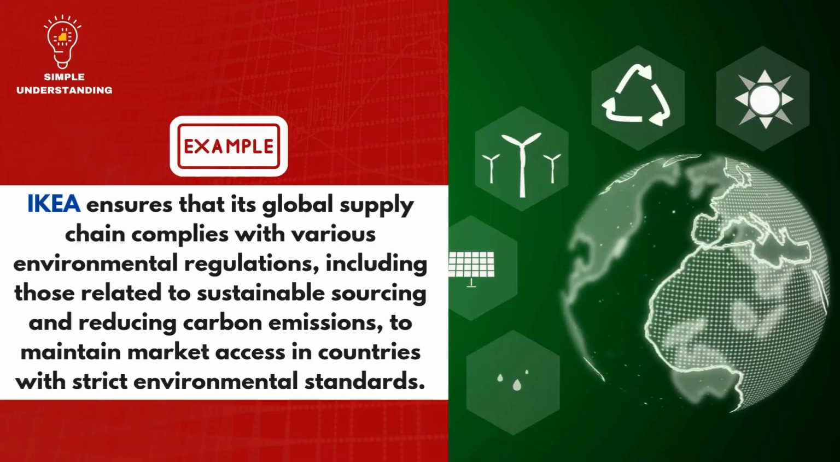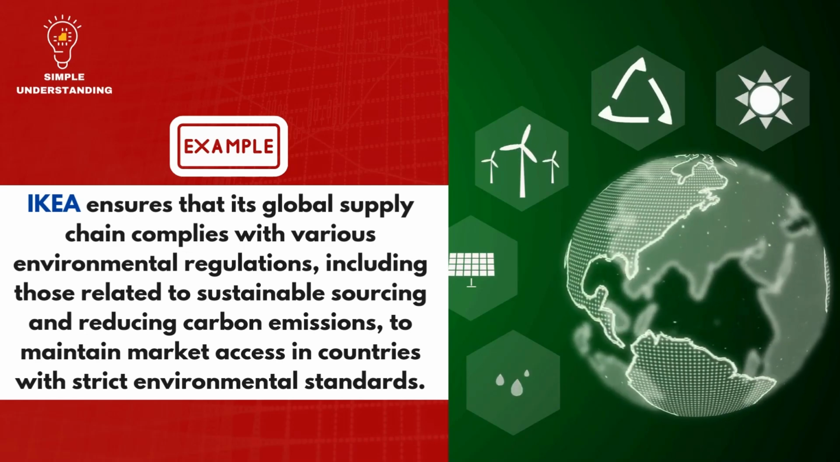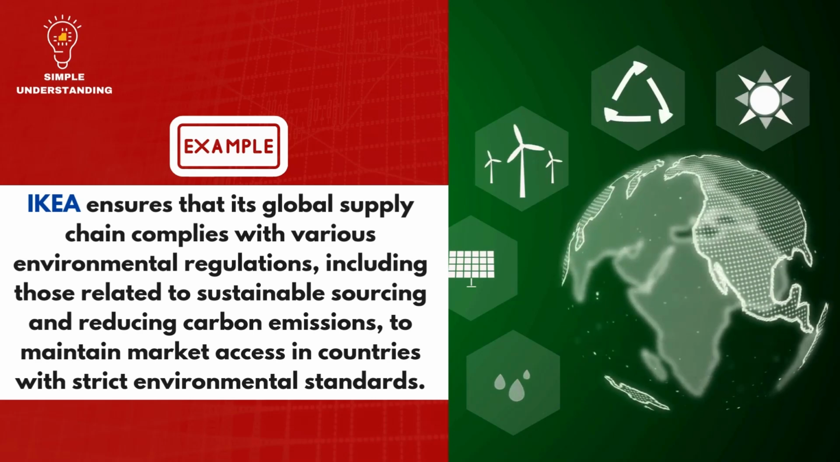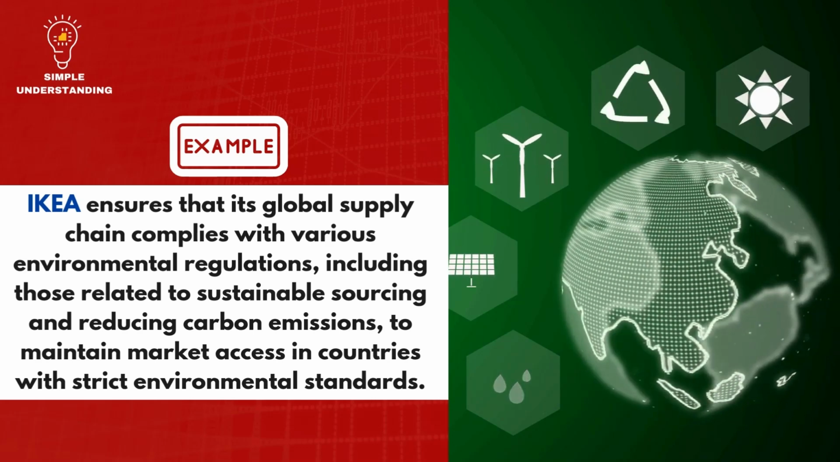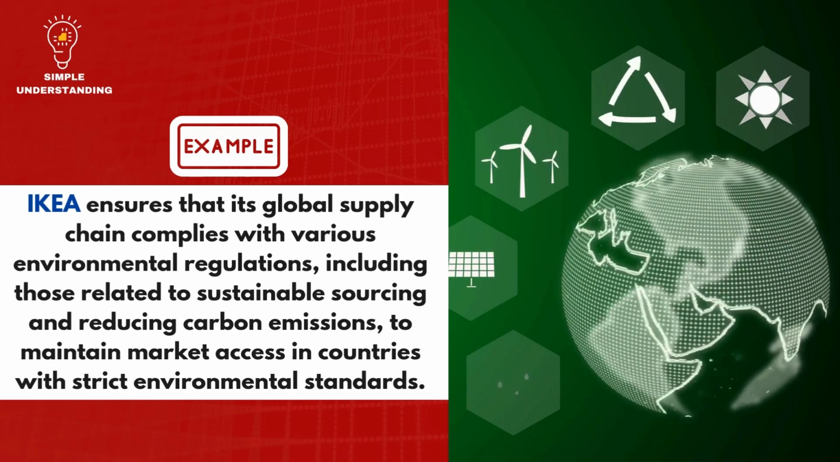Real company example. IKEA ensures that its global supply chain complies with various environmental regulations, including those related to sustainable sourcing and reducing carbon emissions, to maintain market access in countries with strict environmental standards.